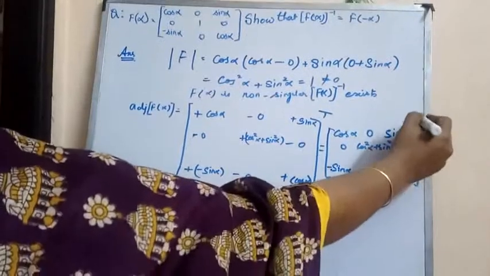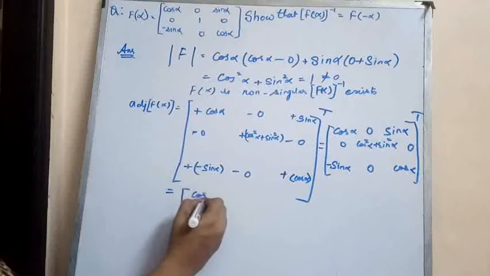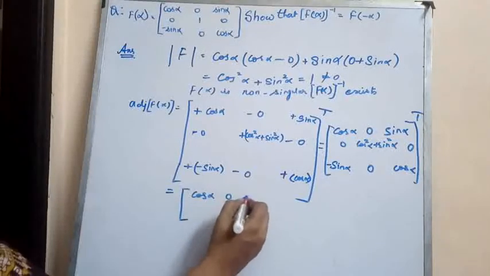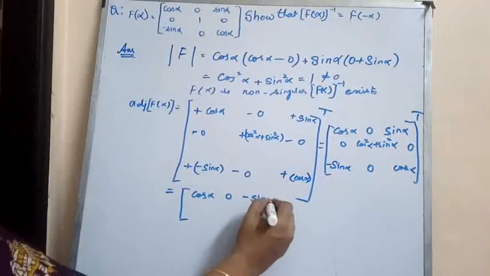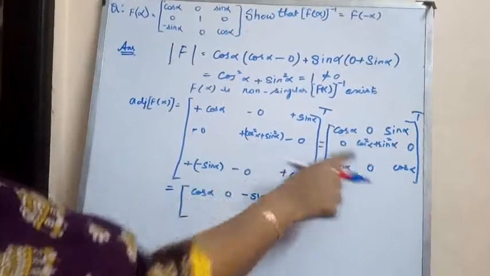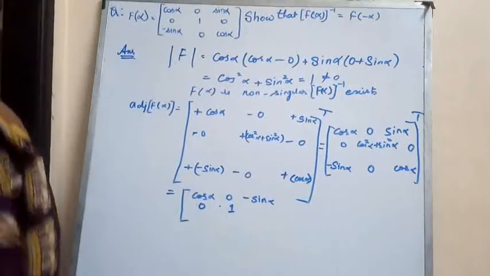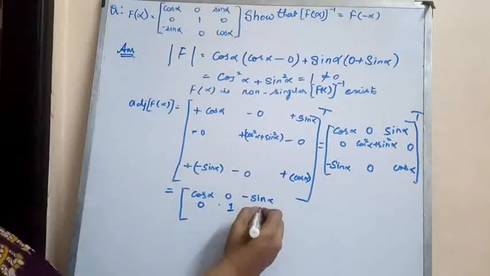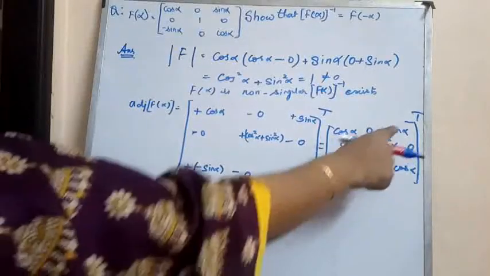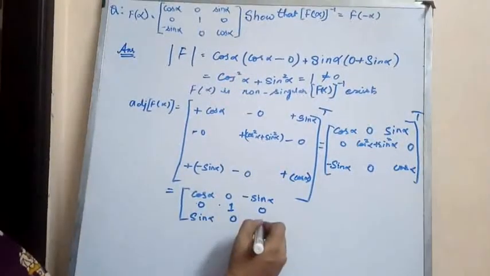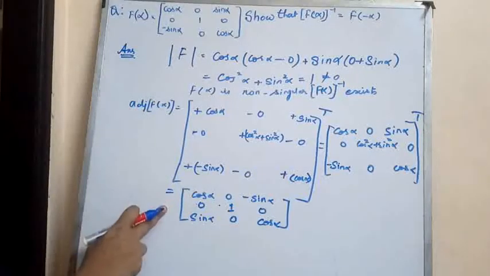So transpose of this is adjoint of f, so cos alpha 0 minus sine alpha. This column is converted into the row for finding the transpose. The next column 0, the value of cos squared plus sine squared will become 1. So here it is 1, 0, and here sine alpha, the last column is sine alpha, 0, and cos alpha. So this is your adjoint of f.